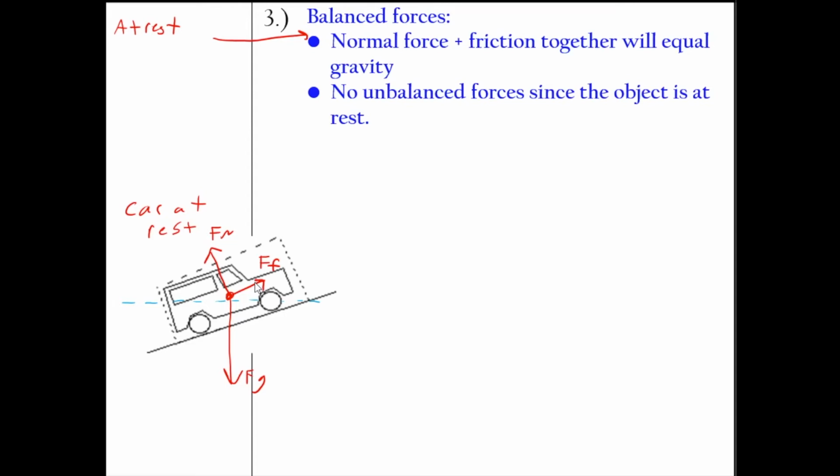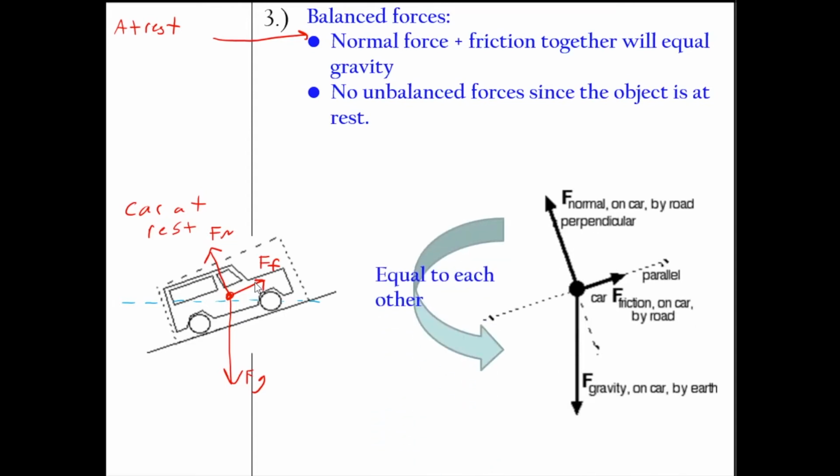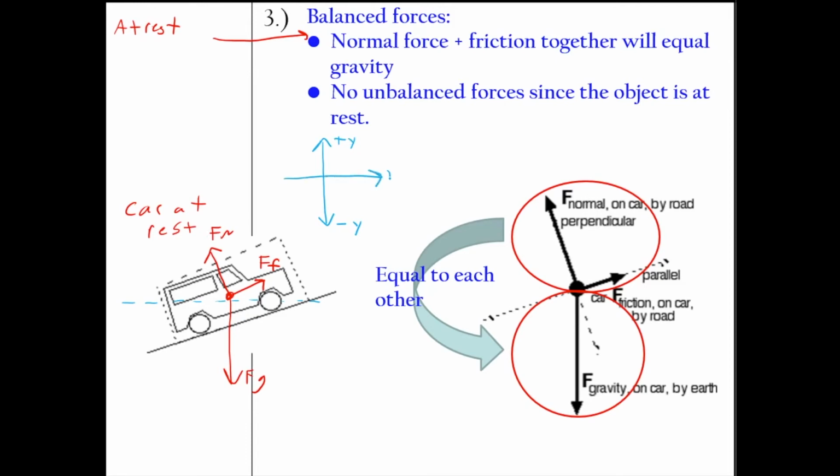So a more detailed answer of that is seen in the diagram to the right. Right here, like I said, we have the normal force on the car and the force of friction. If we were to add these two together, they would equal the force of gravity. And we could see that if we were to break them down into their x and y components. So remember, a graph looks like this, where this is negative y values, these are positive y values, these are positive x, and these are negative x values.